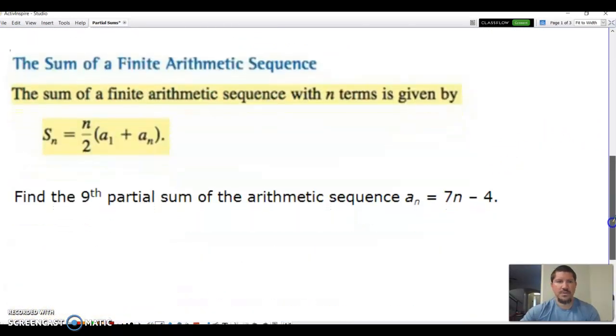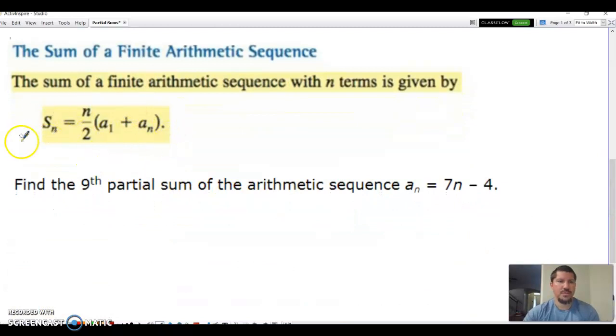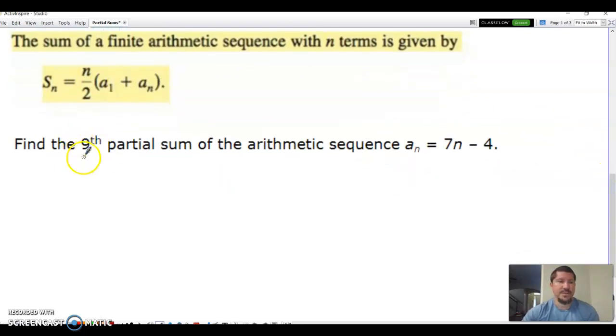When you get further, you will end up having to use this formula. So the sum of a finite arithmetic sequence, finite means partial sum is really what it is. The sum of a finite or determined arithmetic sequence with n terms is given by s sub n equals n over 2 times a sub 1 plus a sub n. Okay, so the ninth partial sum of the arithmetic sequence a sub n equals 7n minus 4.